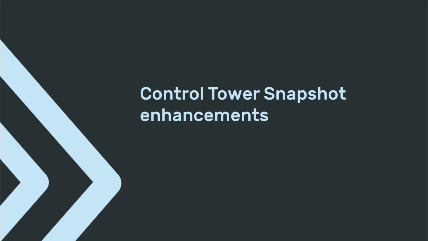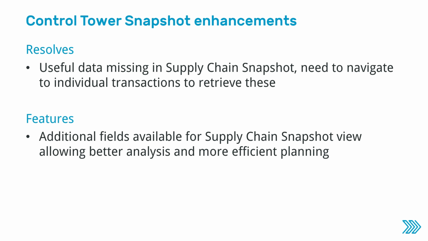Starting off with Control Tower Snapshot enhancements. One note up front, this feature has a few prerequisites. You need the advanced inventory module in your license to be able to use this supply chain snapshot, and you need the multi-location inventory feature enabled for this to work. So just to keep that in mind. And another note, your locations need to have a specific setting to be able to show them in your snapshot, but I will show you that in the demo as well.